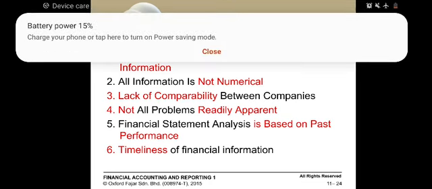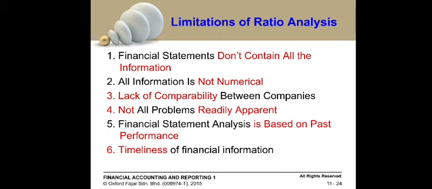Number four, not all problems are readily apparent. It is like this. Let's say when you analyze a financial statement of a company, you have done all the analysis, your analysis is good, and you make a conclusion to purchase the shares of the company. And suddenly, after several weeks, the company collapses. It can happen because not all problems are readily apparent. Sometimes when the company prepared the financial statement, everything was fine. But things happen after the company published the financial statement. So some problems are not readily apparent in the financial statement.